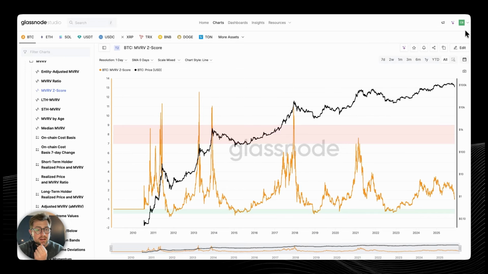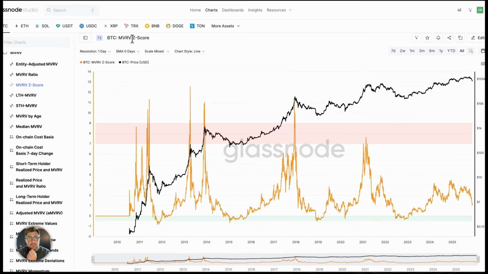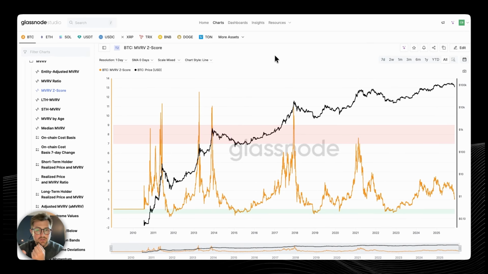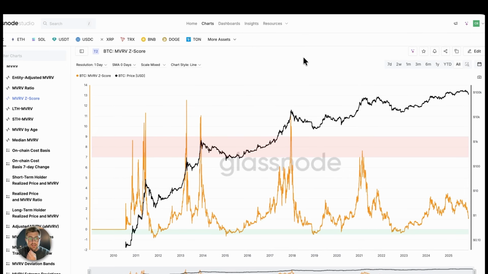Today I wanted to spend some time talking about MVRV, which is market value to realized value, and specifically the Z-score. Why the Z-score? That is purely just so that the metric is standardized and comparable over time. It essentially uses its standard deviation so that you can compare the metric throughout cycles. So what does the metric actually mean? What does it mean in layman's terms so that we can all get a better understanding of it?